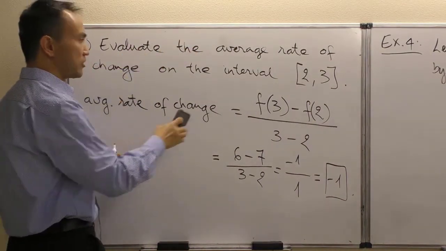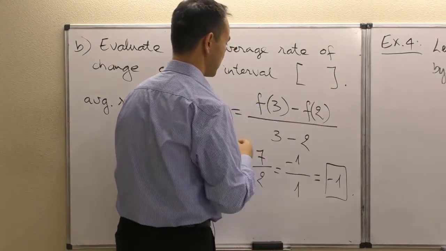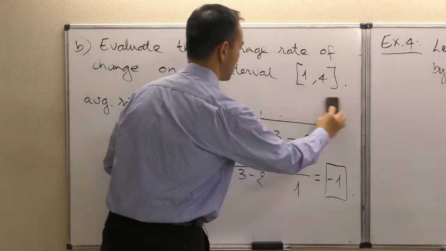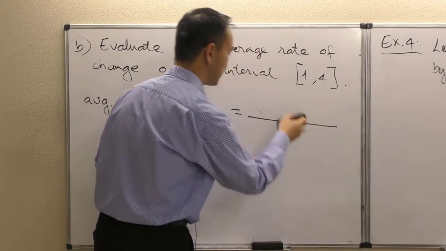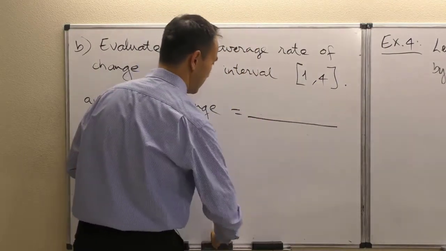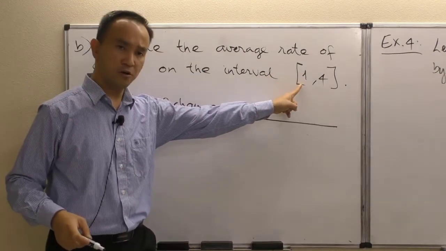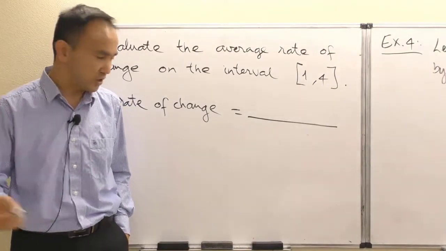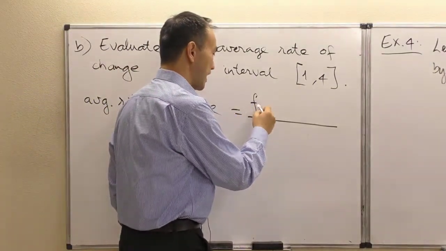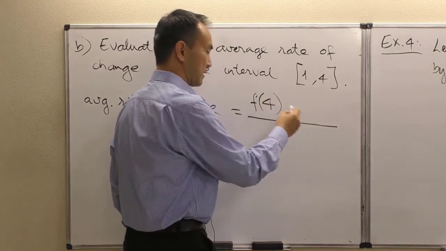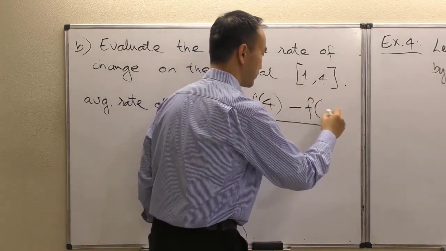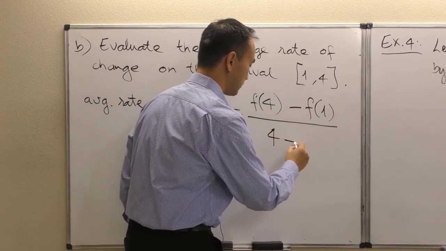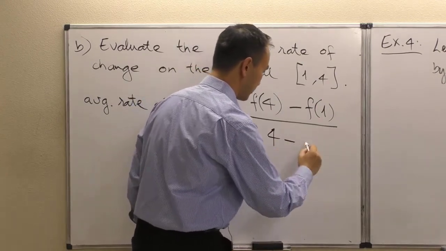Evaluate the average rate of change on the interval. So now let's do that. How about from 1 to 4? Okay. All right. Initial inputs, final inputs. So just that exact same setup that we've been using. So now I'm going to look for the final function output, which is f of 4, minus the initial function output, which is f of 1. Okay, and then divided by the change in the input values, 4 minus 1.